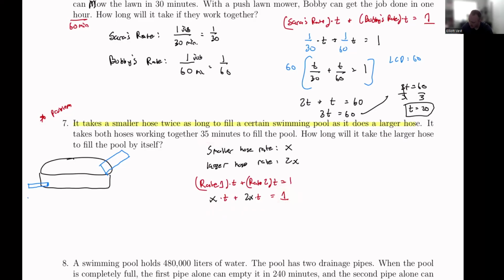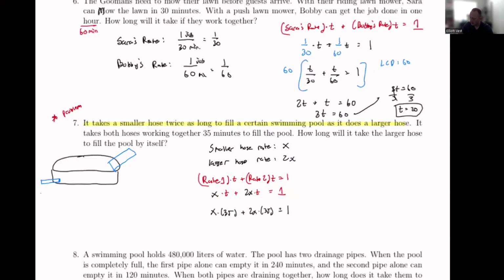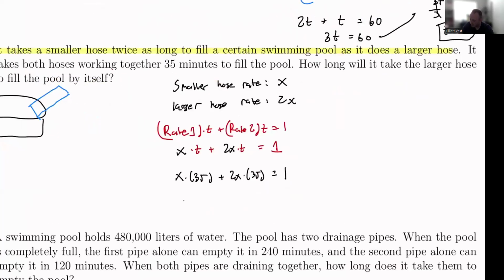So I can update this again. x times 35 plus 2x times 35 equals 1 here. All right, now we're cooking. 35x plus 70x equals 1 because 35 times 2 is 70. Adding these together, 105x equals 1. So when I divide by 105, I have x is equal to 1 over 105.